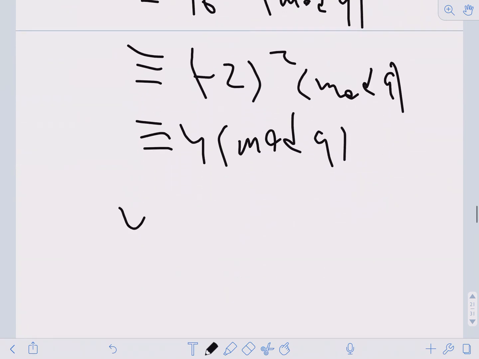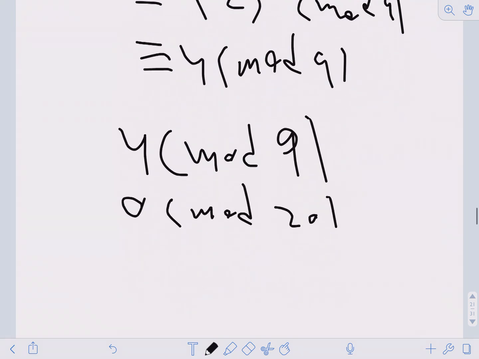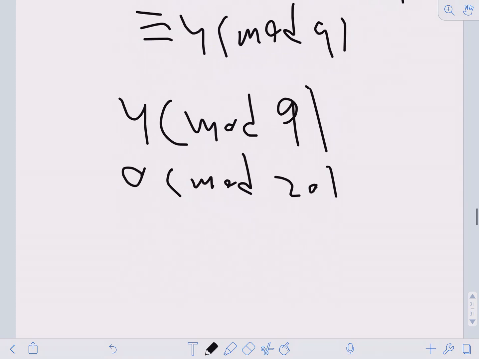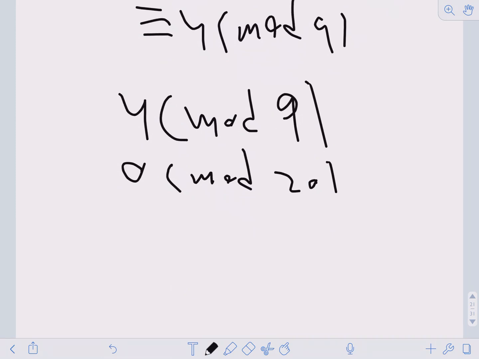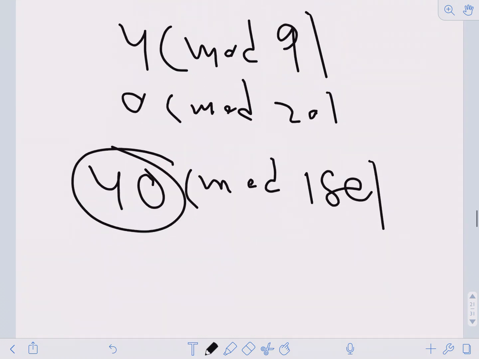So at this point we can reduce to Chinese remainder. We have 4 mod 9, 0 mod 20. Going through multiples of 20 and checking if they're 4 mod 9 gives that 40 is both divisible by 20 and 4 mod 9. So we have 40 mod 180. So 40 is our answer.